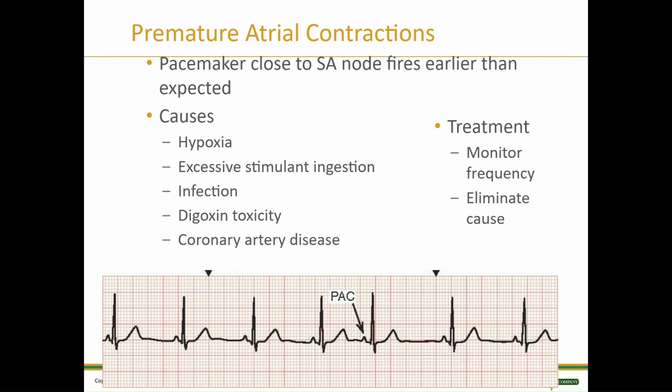And our treatment, due to it not being necessarily symptomatic, we're going to monitor that frequency and possibly try to eliminate the cause that's causing it. If it could be from excessive stimulants or an electrolyte imbalance, we want to monitor that and fix that cause. So as you see in this example, it is pointing out the PAC. And if you look closely, you see that this strip looks like a sinus rhythm with that extra beat that is occurring earlier than expected.